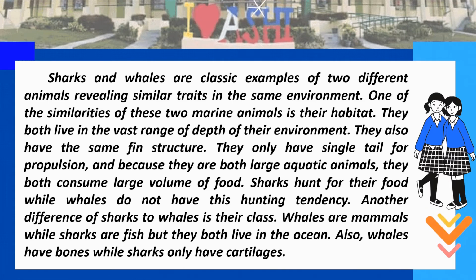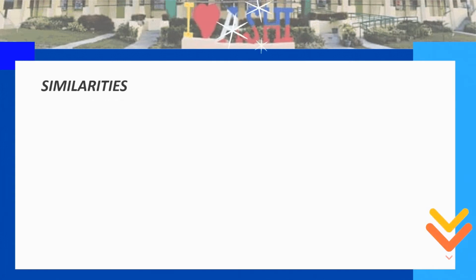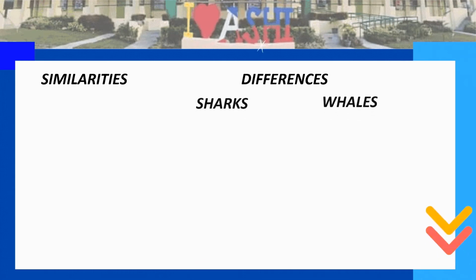As we read the paragraph, we found out that it talks about two different animals revealing similar traits. Thus, we could start visualizing of what our nonlinear text may look like. It must contain the similarities and the differences of the two animals.